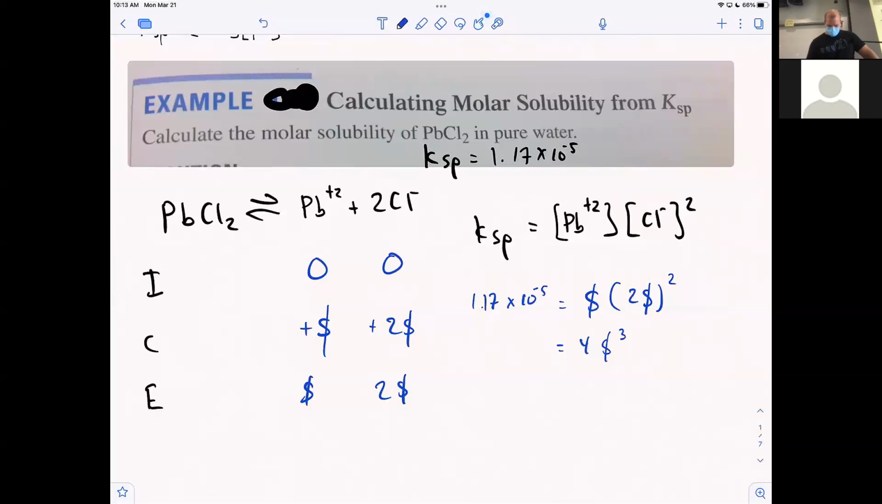That means 1.7 times 10 to the minus 5 over 4 equals the molar solubility cubed, or the cube root of that equals the molar solubility. Then we'll talk about this more. I just wanted to show you the setup for this. We'll talk again more about this on Wednesday.